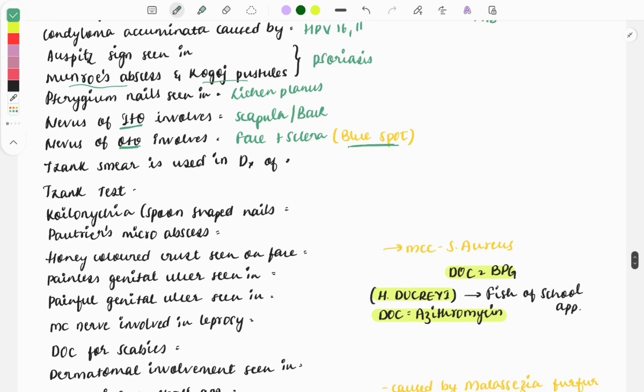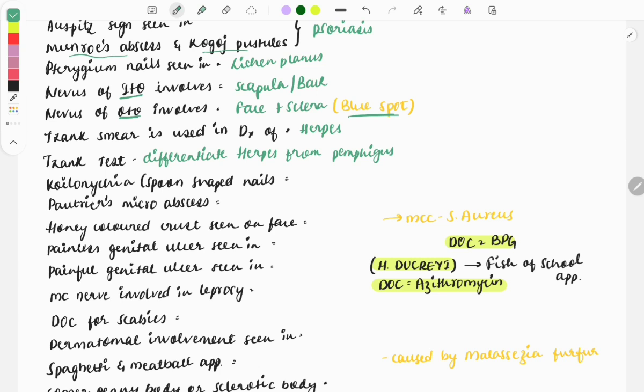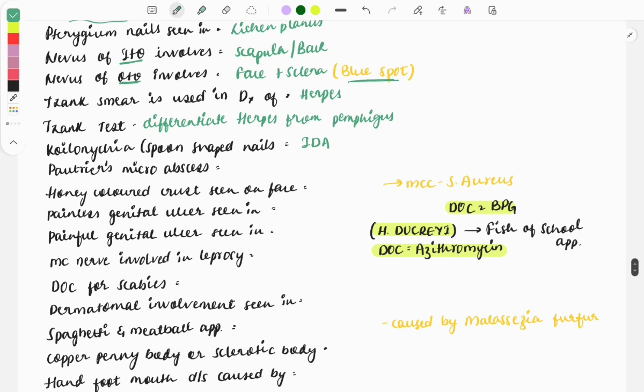Then the Tzanck smear is used in the diagnosis of herpes, and the Tzanck test is used to differentiate herpes from pemphigus. Then moving on, koilonychia or spoon-shaped nails are seen in iron deficiency anemia, the classical finding. Image-based questions are also asked. Then Pautrier's microabscess is seen in mycosis fungoides.